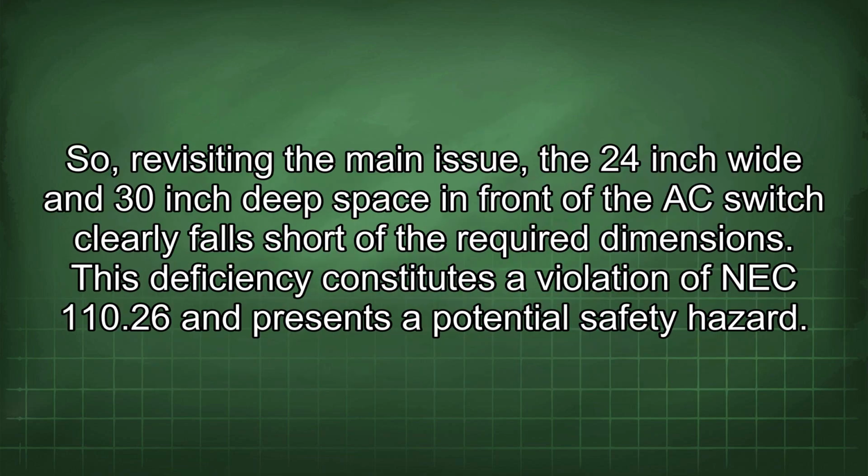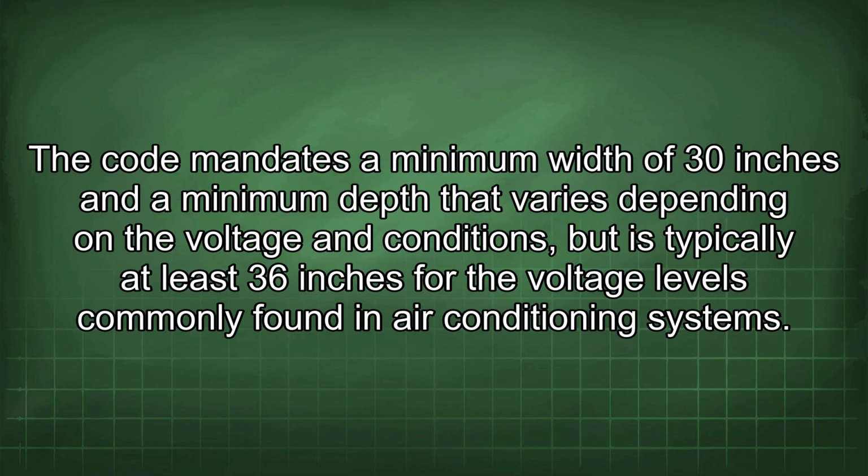So, revisiting the main issue, the 24-inch wide and 30-inch deep space in front of the AC switch clearly falls short of the required dimensions. This deficiency constitutes a violation of NEC 110.26 and presents a potential safety hazard. The code mandates a minimum width of 30 inches and a minimum depth that varies depending on the voltage and conditions, but is typically at least 36 inches for the voltage levels commonly found in air conditioning systems.